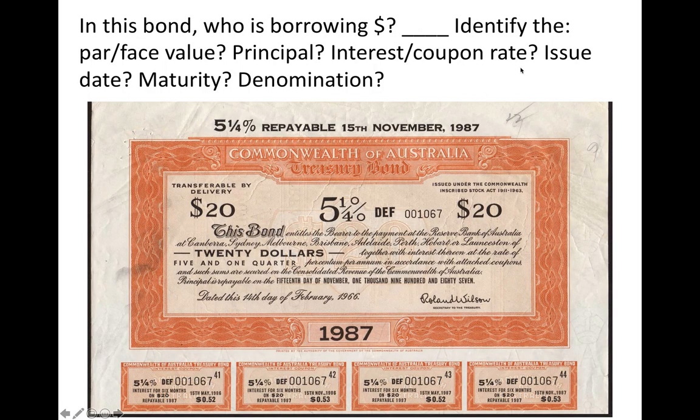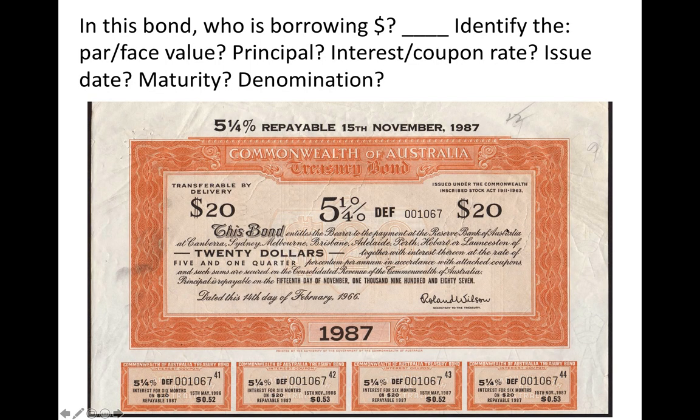5.25%. What is the issue date? Here, 14th day of February, that's Valentine's Day, 1966. And when is the maturity date? If you look right here, you can see the maturity date is 1987. So how long is this bond? What is the term of this bond? This is a 21-year bond.